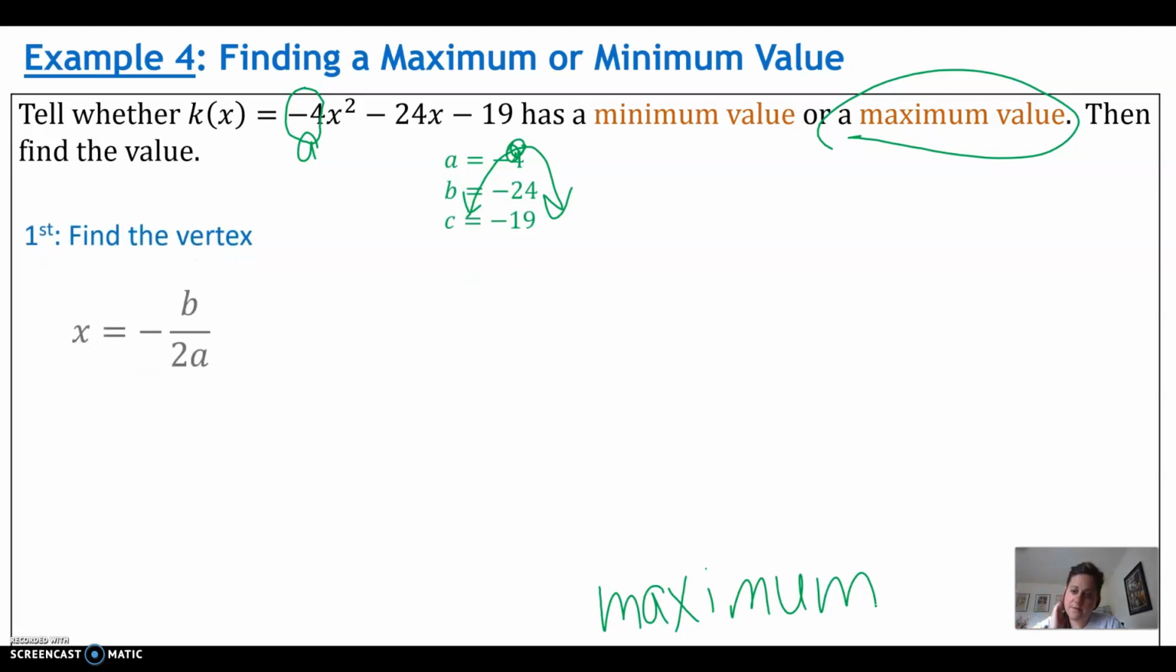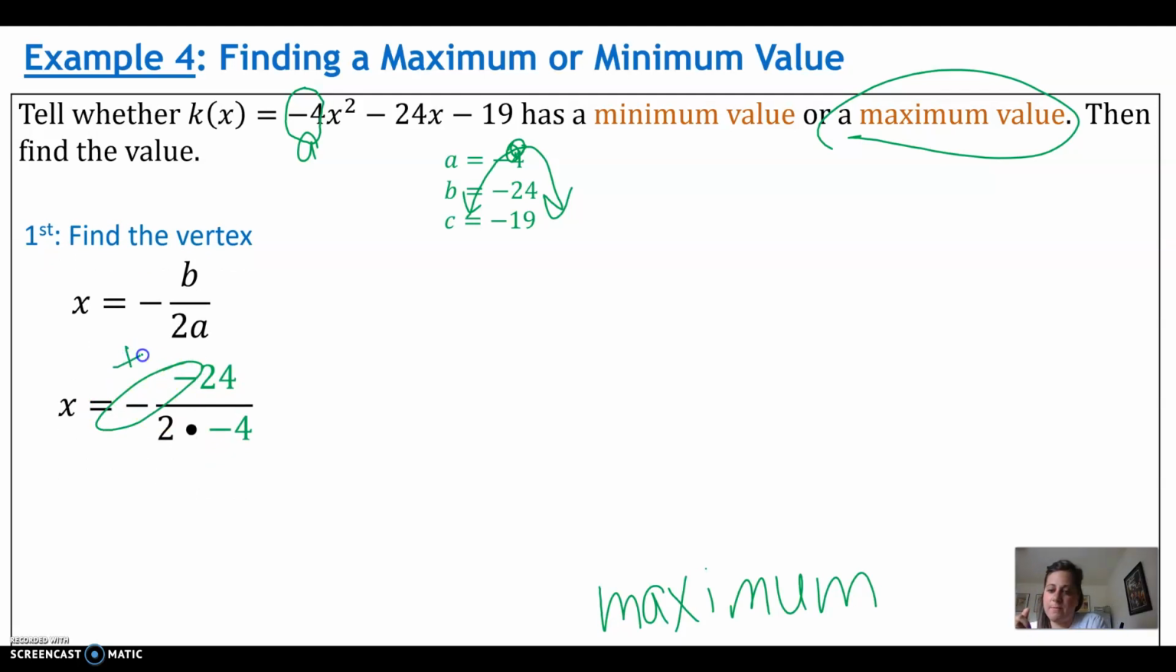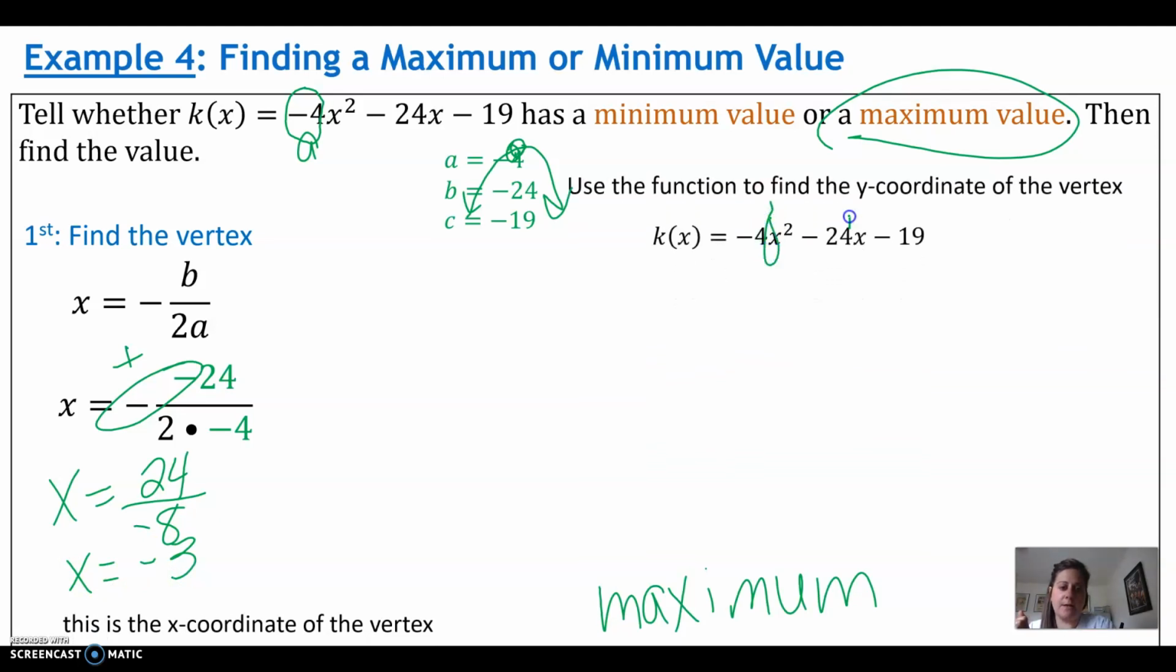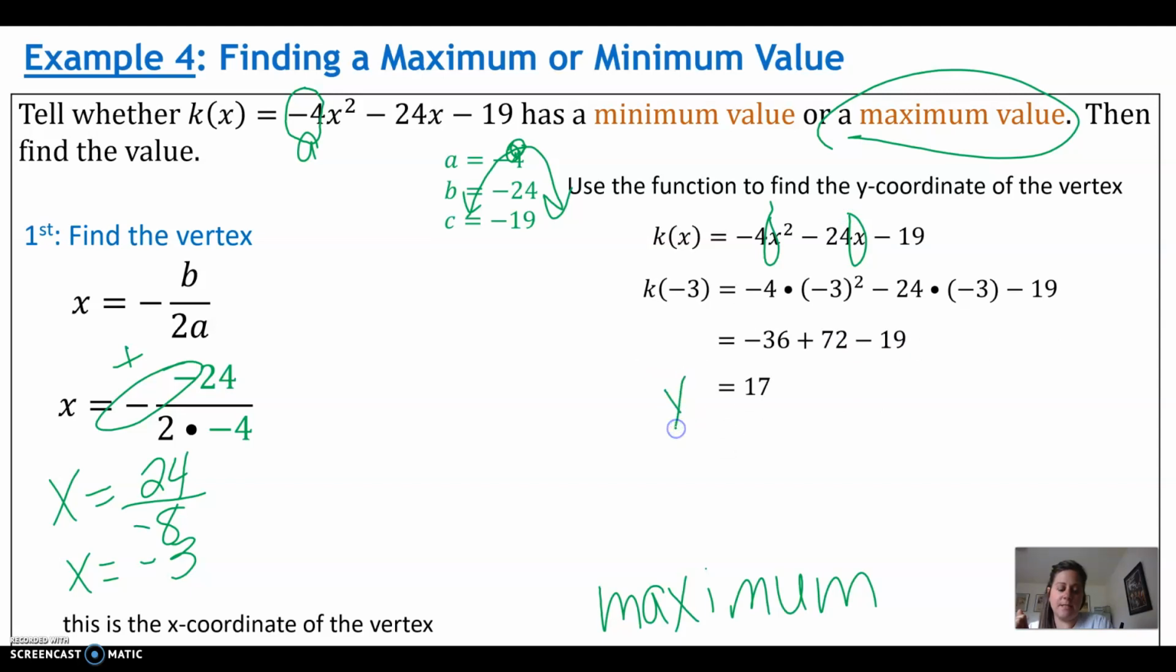So find your vertex. There we go. Plug in your numbers. Those are going to become a positive. So x equals 24 over -8. So it looks like x is -3. So there's our x coordinate. We're going to use our function. We're going to plug in our -3 into here and here. There we go. So y is 17. So our vertex is (-3, 17).